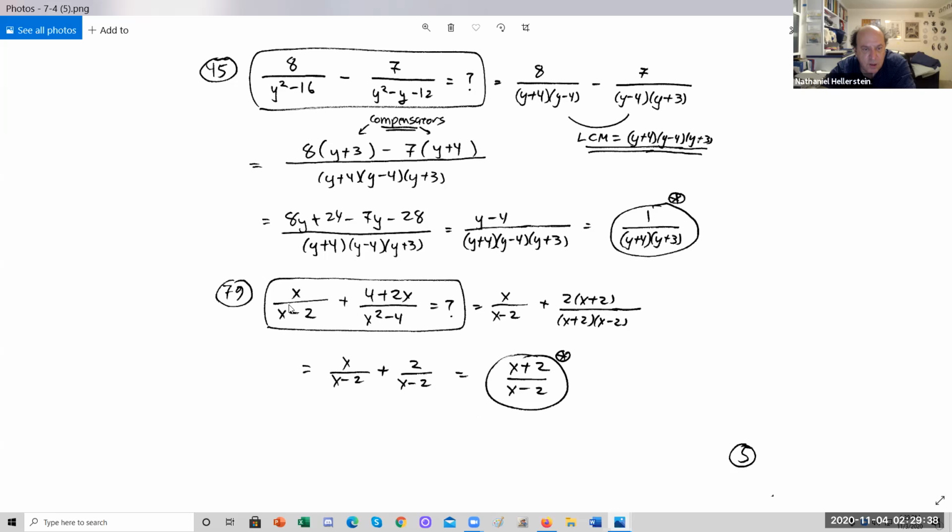Here I have x over x minus 2 plus 4 plus 2x over x squared minus 4. This factors into x plus 2 times x minus 2. It's the difference of squares. All right. Oh, but this is 4 plus 2x. 4 plus 2x is twice x plus 2. What do you know? An x plus 2 cancels. We're left with x over x minus 2 plus 2 over x minus 2, a simple common denominator. And so you get x plus 2 over x minus 2.